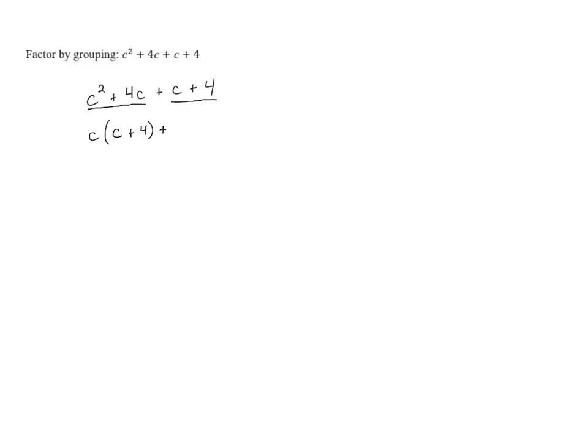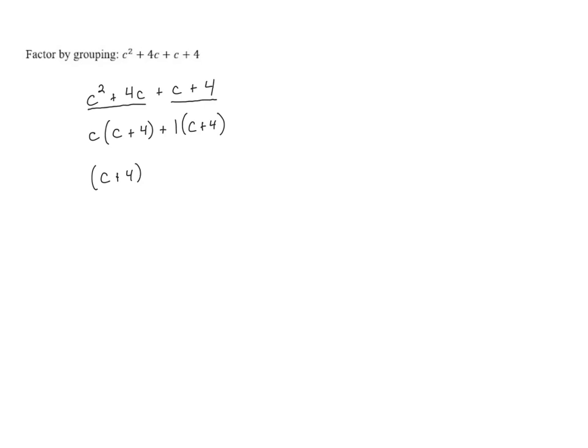Now, usually we don't pull out a 1, but when we're grouping, it may be useful to pull out a 1 from a group. So I'm going to pull out a 1 and let the leftovers be c plus 4. Now, what that's done for us is it allows us to have a common factor among the two groups. Both of them contain c plus 4. So I'm going to write c plus 4 out front as the greatest common factor.